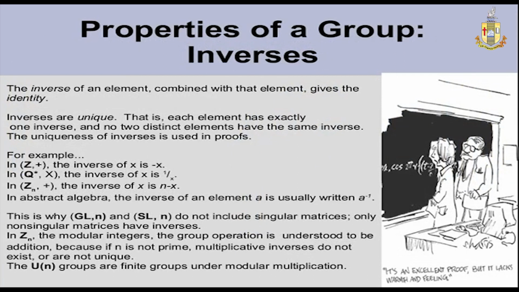Property of inverse. The inverse of an element combined with that element gives the identity. Inverses are unique. That is, each element has exactly one inverse and no two distinct elements have the same inverse. For example, in the set of all integers under addition, the inverse of x is minus x.